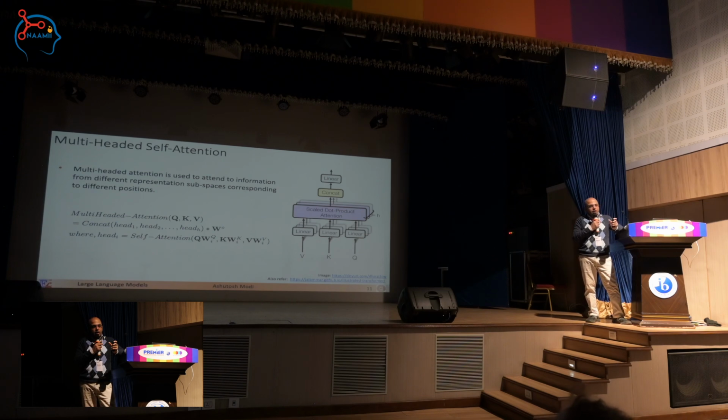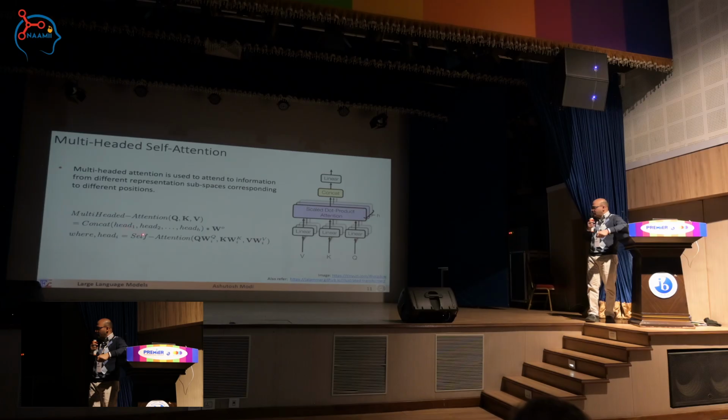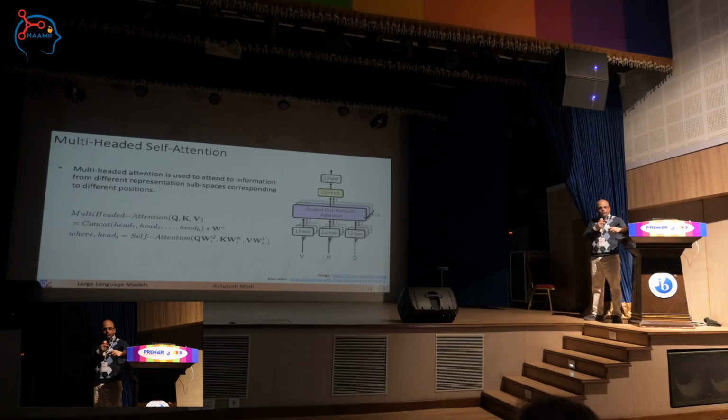But a single key, query, and value may not capture all those aspects. So what you want is to capture all the possible aspects that are there. For that, you create different key, query, value vectors for each word. Each of these is called one head, one self-attention head. And you can have multiple self-attention heads, like head 1 to head h, and you can concatenate and then do some sort of linear transformation there, and get the final multi-head self-attention. So this multi-head self-attention is basically what goes as input to the next step.